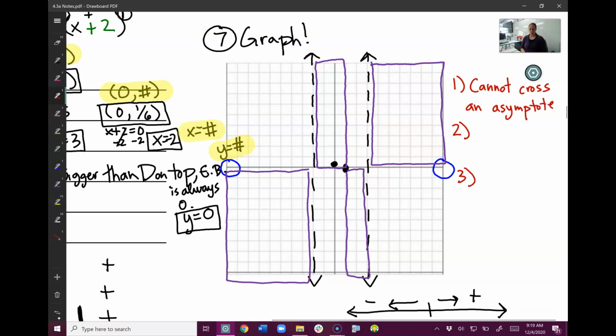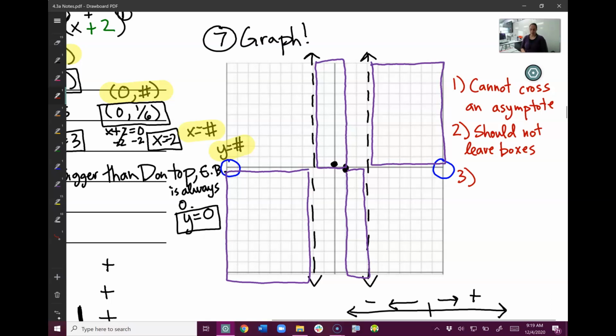Number 2, I should not leave my boxes, because those boxes came from my sign line. Those are my answers. So my entire graph should stay in my boxes. I should never leave the boxes when I'm graphing.